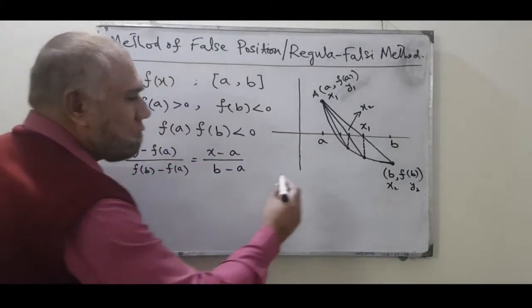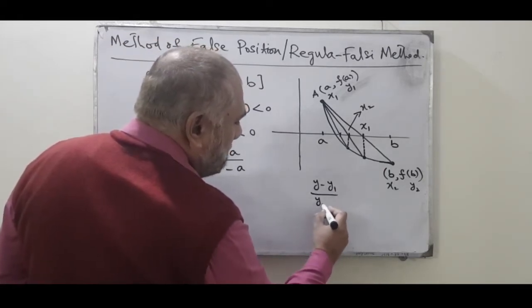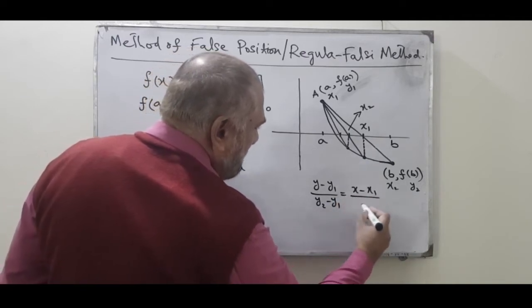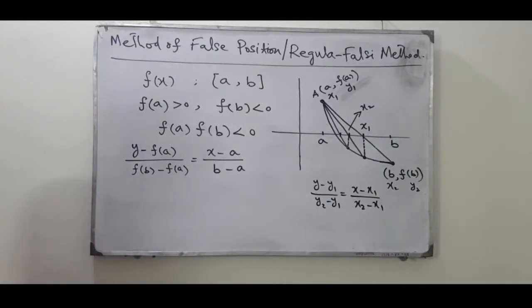The formula for the 2 point form is y minus y1 over y2 minus y1 equals x minus x1 over x2 minus x1. So I have used this format in order to write down this equation of the straight line.